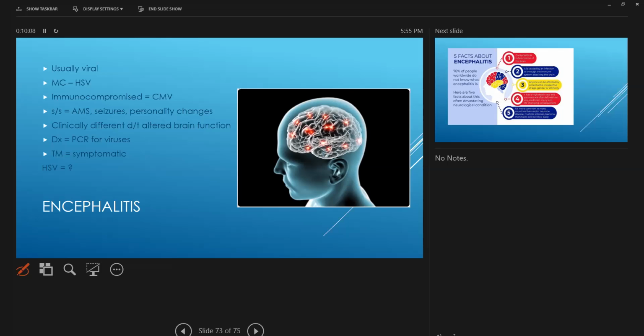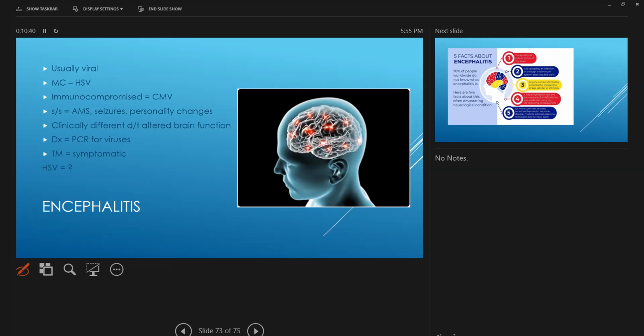So aseptic meningitis is a common cause of encephalitis. Encephalitis can be caused also by other viruses like herpes simplex virus, common in immunocompromised persons. And they can also suffer from cytomegalovirus. So the signs and symptoms are going to be altered mental status, seizures, personality changes, clinically different due to altered brain function. The diagnosis is PCR for the viral.